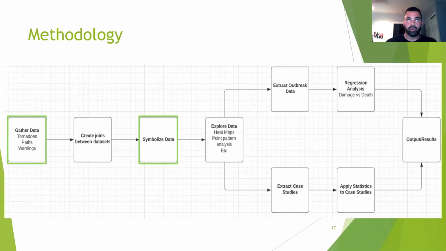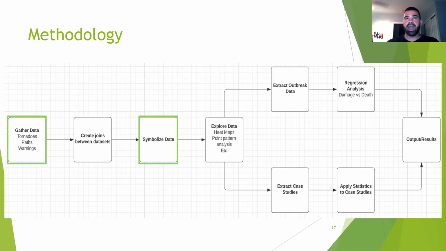So this flow chart shows the methods I'll be using to conduct my analysis. So first, I'll need to gather the data from NOAA and Mesonet, which is already complete as denoted by the green box and seen on the couple slides before. Next, the data will need to be joined.